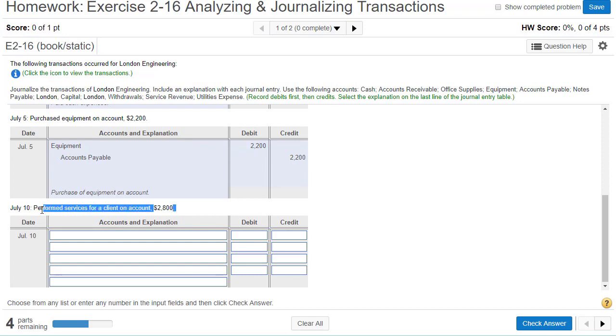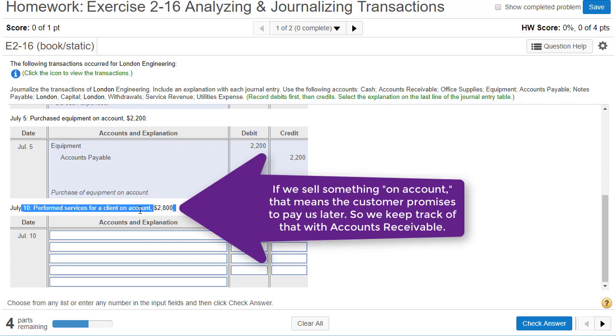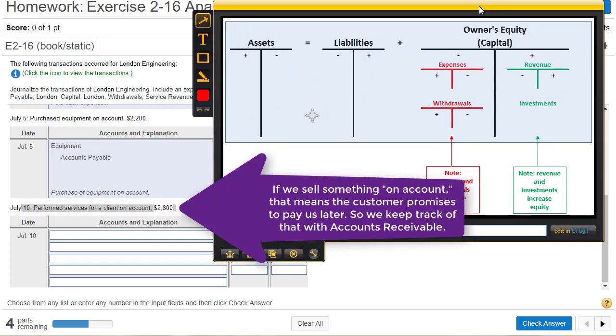Next, July 10th, performed services for a client on account. Performing a service on account means the customer is going to pay us later. So the customer is not paying us now. So if a customer does not pay us now, what must we record? We must record accounts receivable because they owe us money. So next we need to figure out is accounts receivable an asset, liability, or one of these?